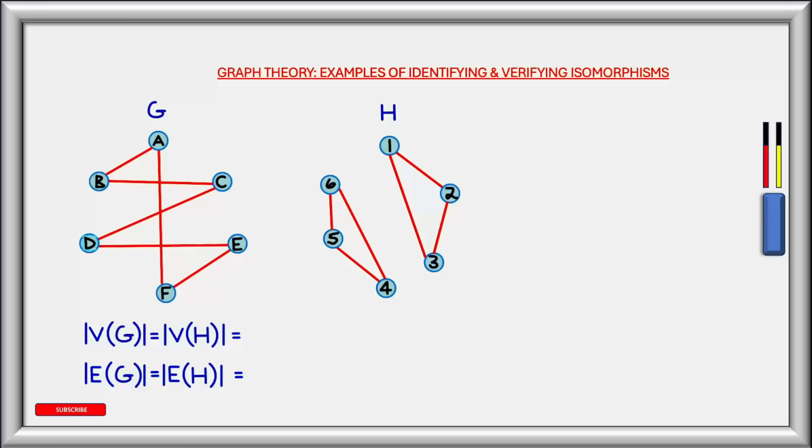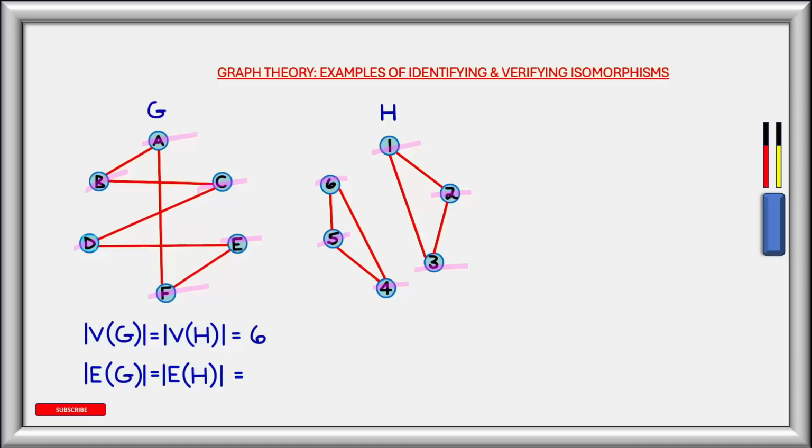Firstly, we need to show that the number of vertices in G is equal to the number of vertices in H. And then we need to show that the number of edges in G is equal to the number of edges in H. So in graph G, we have 1, 2, 3, 4, 5, 6 vertices. And in graph H, we have 1, 2, 3, 4, 5, 6 vertices. So both graphs have 6 vertices.